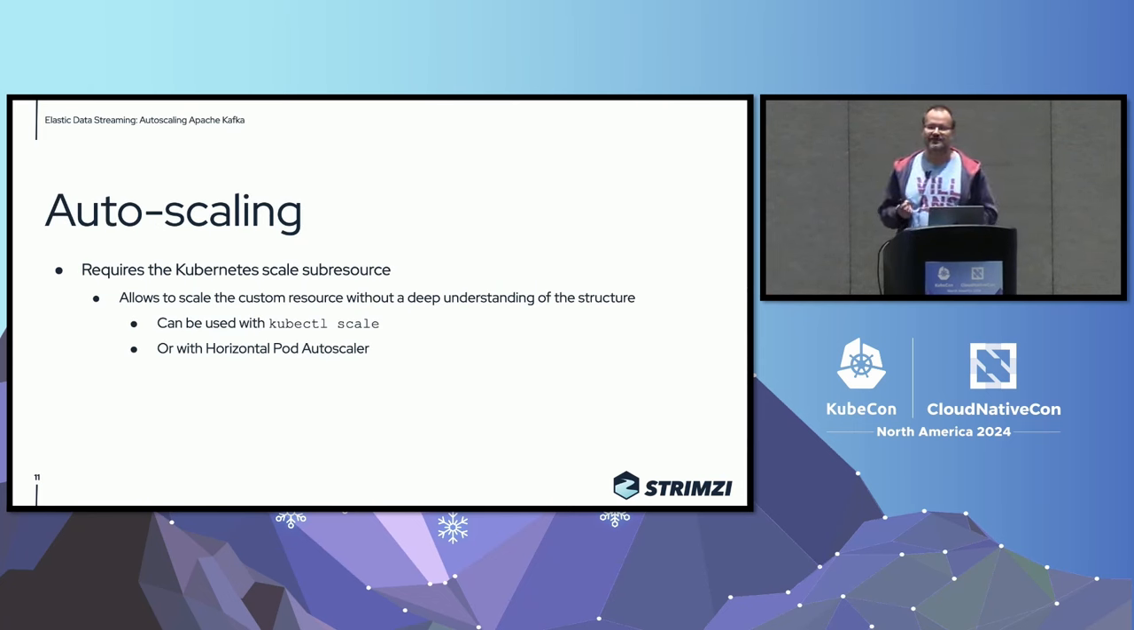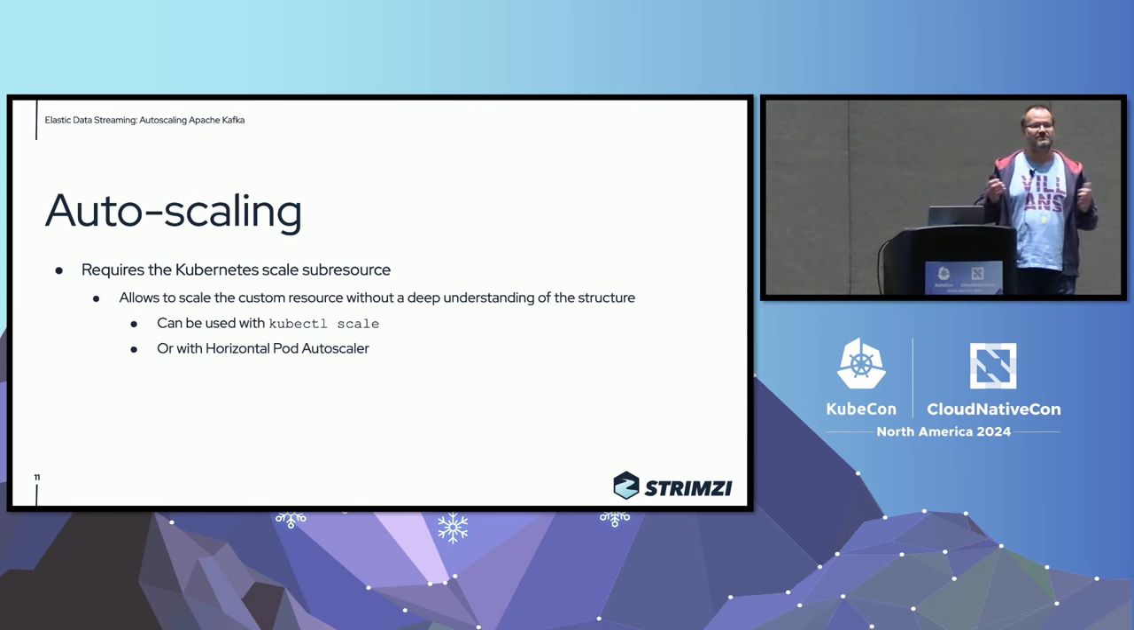So the first thing, if you want to do some auto-scaling on Kubernetes, is you need to have your scale sub-resource. Now, if you use a Deployment or StatefulSet, that has that built in from Kubernetes. But if you are an operator like Strimzi and you have custom resources, it's something you need to have supported in the custom resource and in your operator. And it's the scale sub-resource, which basically allows Kubernetes to scale the resource without really understanding the internal structure of the custom resource.